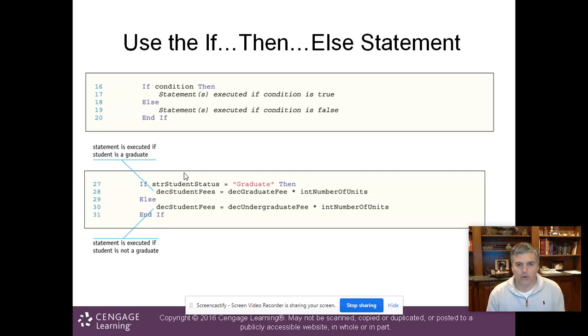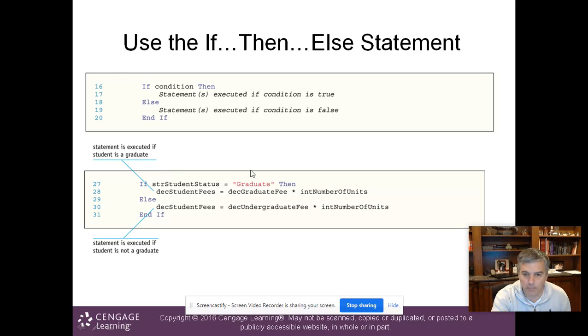So the next level of complexity with if statements is if then else statements. Here we have different conditions. If this condition is true, we do something. Else, if that condition is not true, we do something else. So in this example, if student status is equal to graduate, then we calculate the student's fees as graduate fees times number of units. If they're not graduate, so our else, then our student fees are undergraduate fee times number of units. So just a little different calculation depending on whether they're graduate or not.